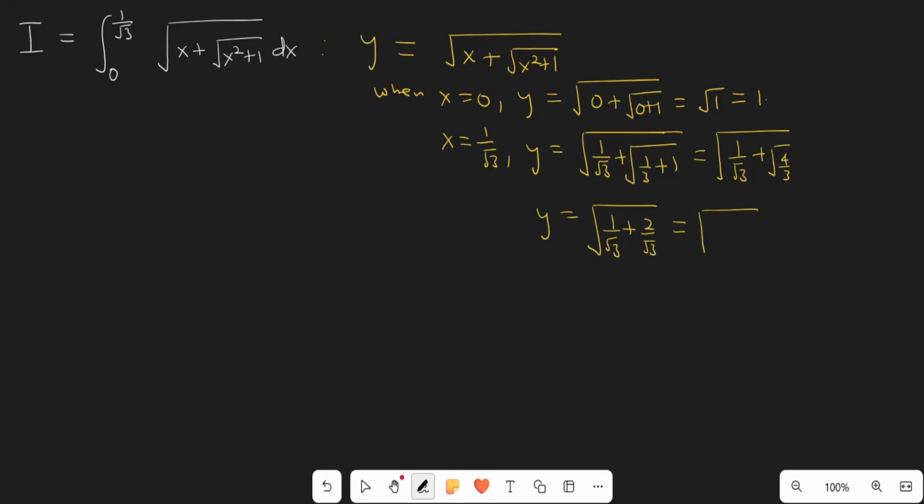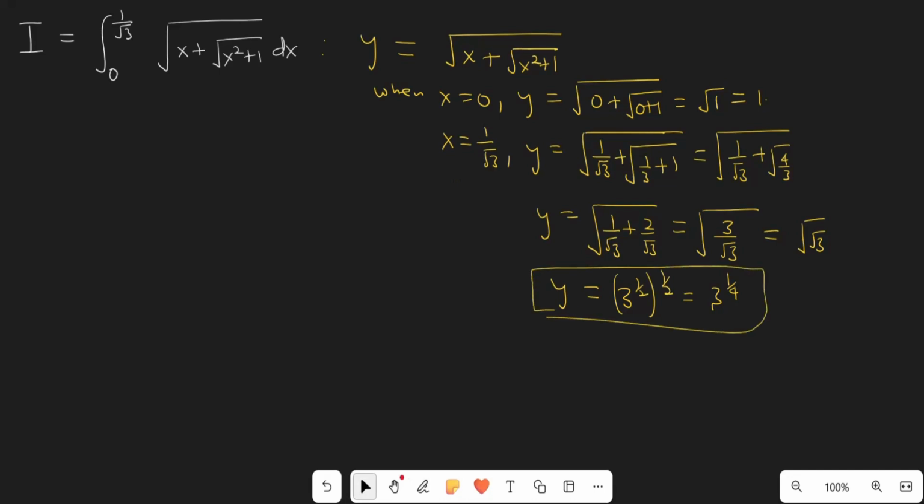And that is equal to the square root of 1 plus 2, that is 3 over the square root of 3. And 3 over the square root of 3, when you rationalize the denominator, is just equal to the square root of 3. So y is equal to the square root of the square root of 3, which is like 3 raised to the power half raised to the power half, and that is 3 raised to the power 1 over 4. So when x is 1 over the square root of 3, y is equal to 3 raised to the power 1 over 4.